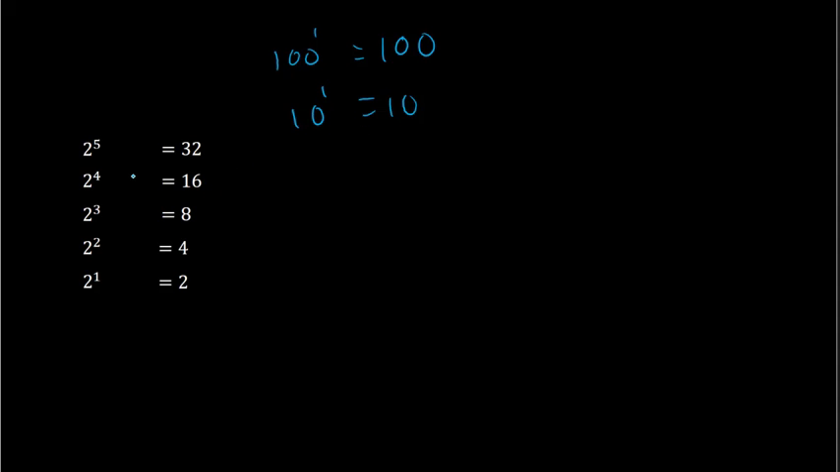Now, keeping the pattern going further, on the left side, the exponents are decreasing by 1. So 5, 4, 3, 2, 1. Next would be 2 to the 0 power. Keeping the pattern going on the right side, each time we're dividing by 2. So here we take 2 divided by 2, and that gives 1. So notice that 2 to the 0 power is equal to 1. And we find that anything to the 0 power will always equal 1.